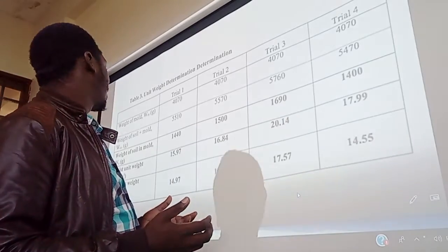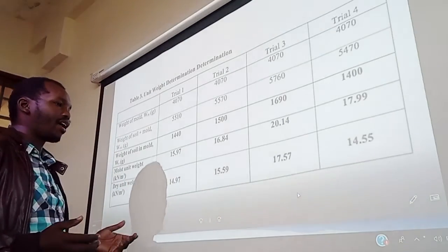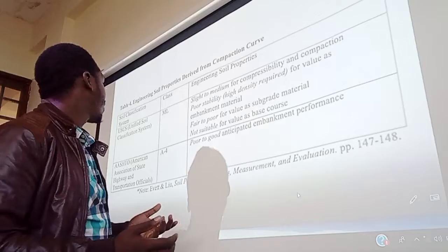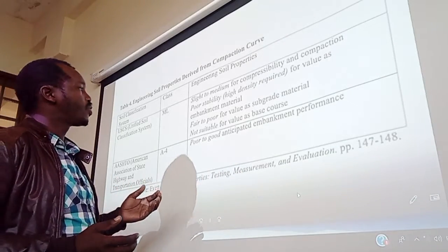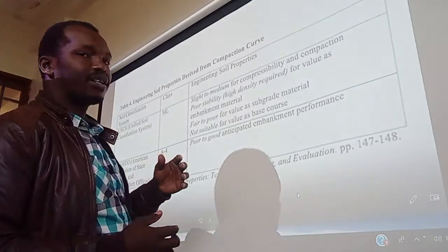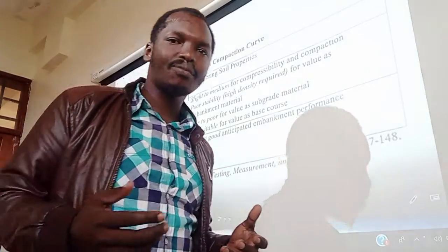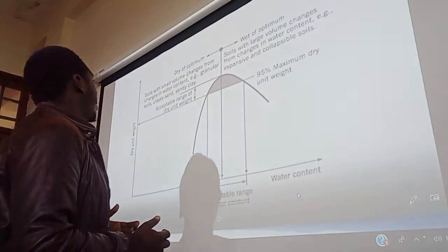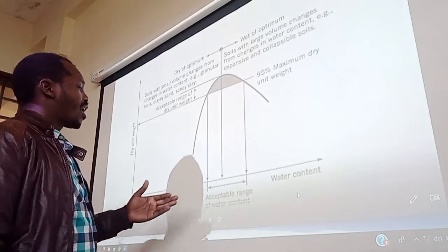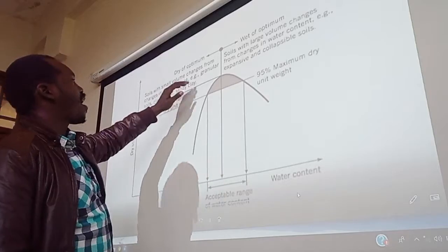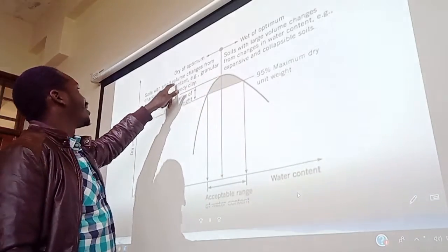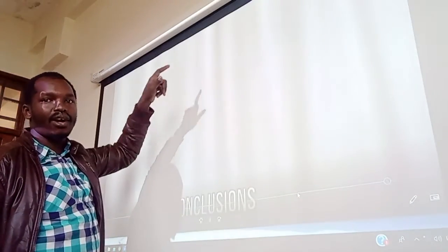And we find that after we have drawn the graph, we have slight increases and reductions in the values. Now, when your graph is in the nature of a parabola, we have the optimum, which is the maximum dry density.